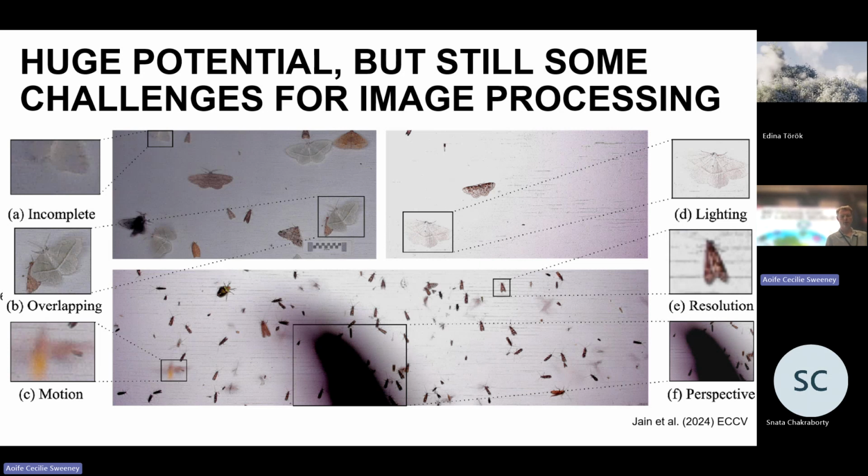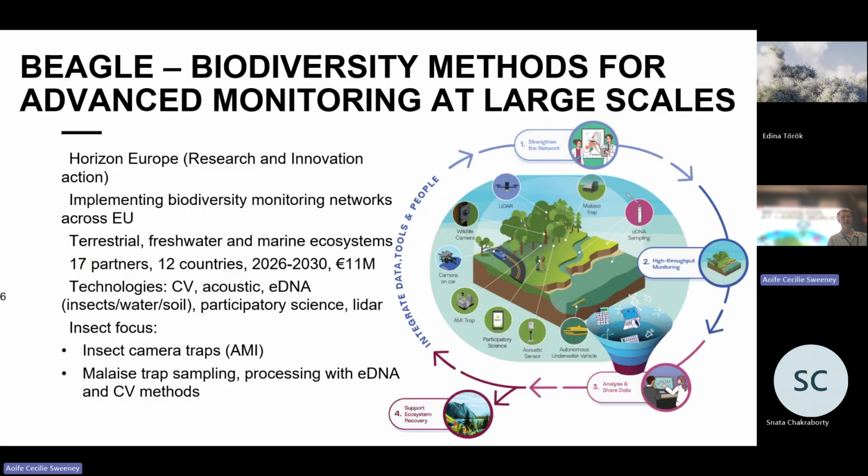And in this new project that will be starting later this year, we hope to solve even more of those challenges. So we were fortunate to be invited for the grant agreement process on the Project Beagle, Biodiversity Methods for Advanced Monitoring at Large Scales. It's not only an insect AI project, it's a broad terrestrial, freshwater, and marine biodiversity monitoring project that includes insect cameras as one element.